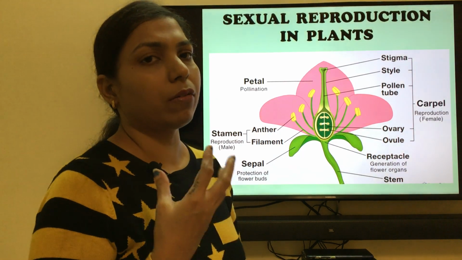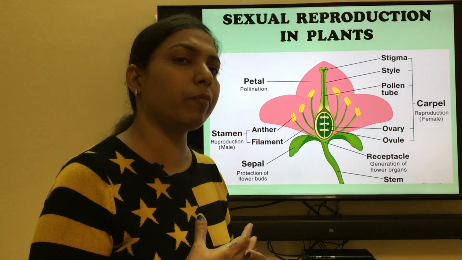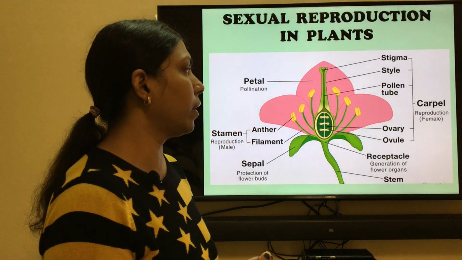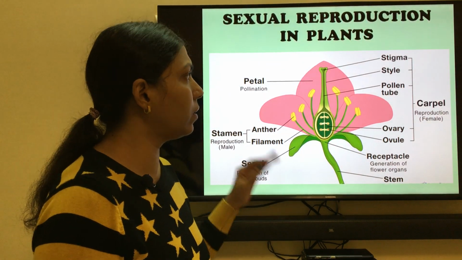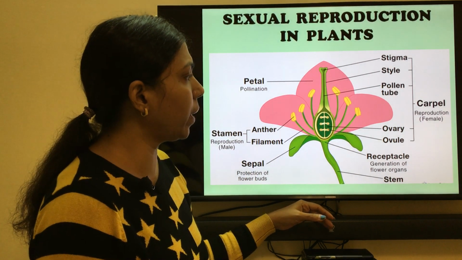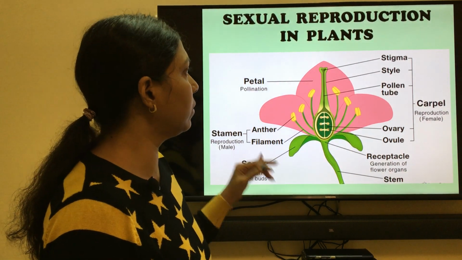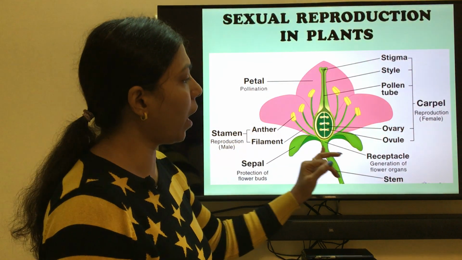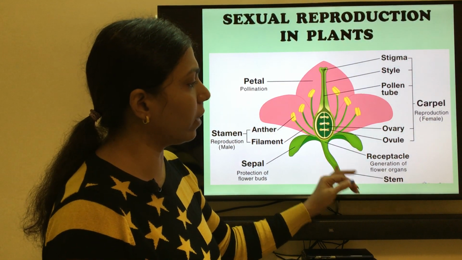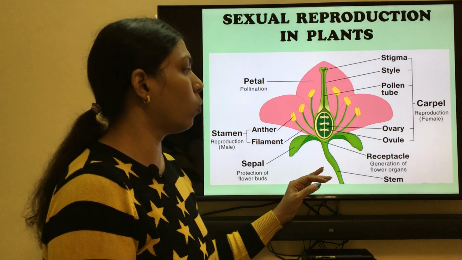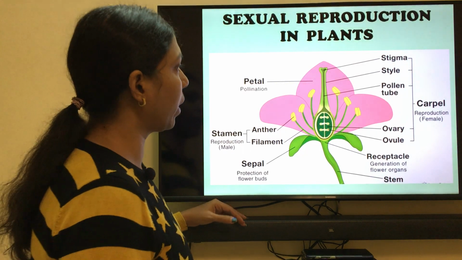In plants, the flower is considered the main reproductive organ of the plant, and in this picture we see the different parts of the flower. Your flower is made up of sepals, petals, carpels and stamens, and something which is called a receptacle, which connects to the pedicel. Now we'll see in detail what all this means.